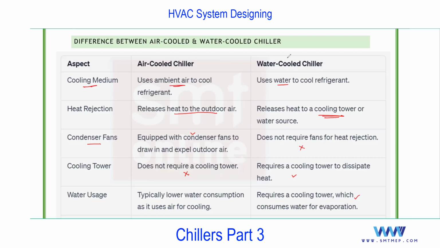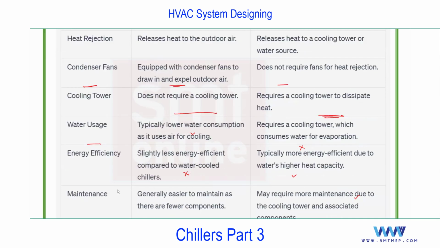But from an efficiency point of view, that depends on the condition. For example, here in this case there is slightly less efficiency compared with the water cooled chiller. Here typically more efficiency due to the higher heat capacity. This is in general, because the density of water is much higher than air. So water heat extraction compared with air is 4 times higher. So from an efficiency point of view, you can consider the water cooled chiller as offering higher efficiency.